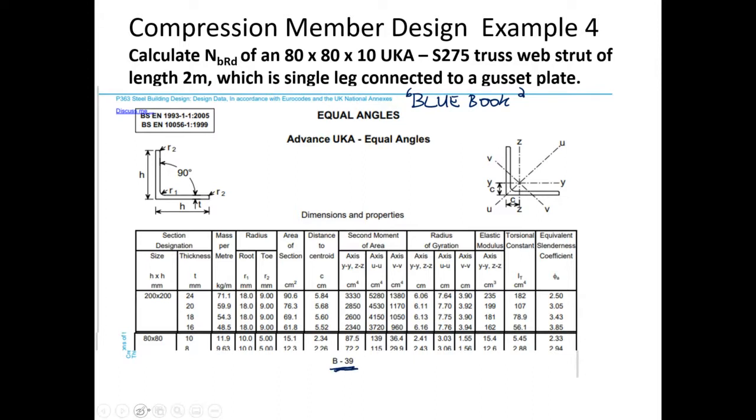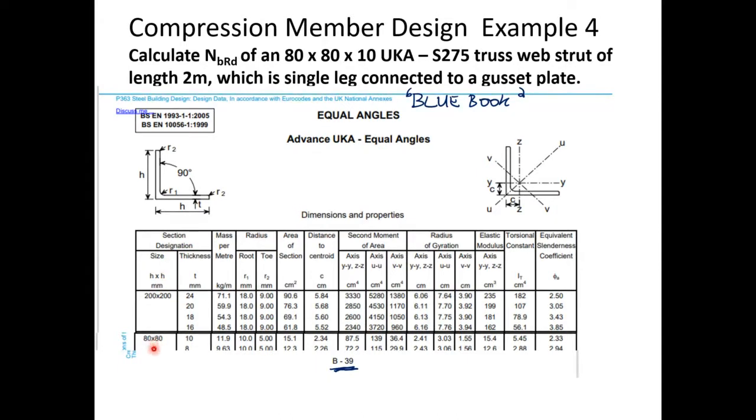So when I go to page B39, that's going to give me the equal angle section. It gives me the dimensions and properties for it. We have the height of the leg in the other direction, the thickness of the section, the radius in here, the radius on the outside, and I can see the different axes, the x-axis, the z-axis, the v-axis, and the u-axis. Okay, so then I go to the table, and then I get the section.